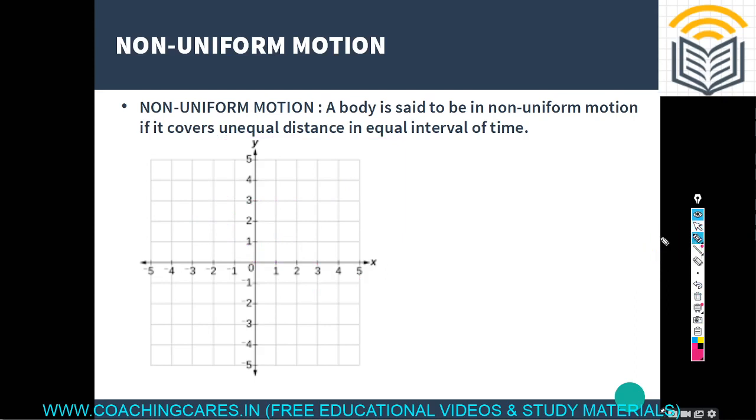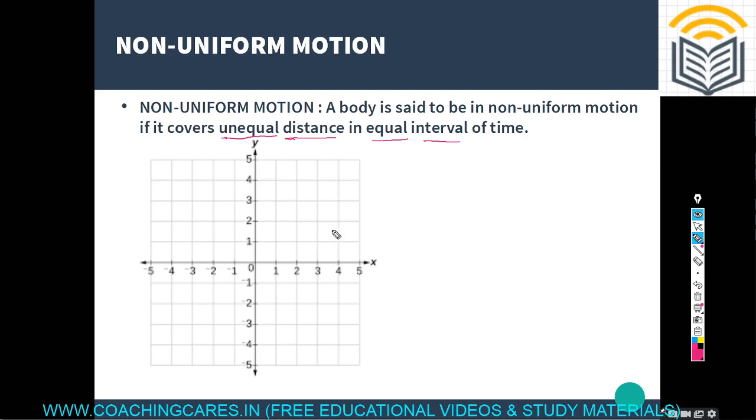So what is non-uniform motion? The body covers unequal distance in equal interval of time. So this term, unequal distance, is important. The body moves unequal distance in equal interval of time. So this is called non-uniform motion. We can take the example in this way.